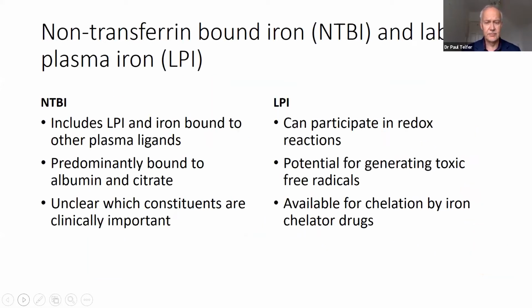Next slide, please. So in an ideal world and theoretically, what we should be measuring is this non-transferrin bound iron. And this has been an aim for many years to actually measure the redox active toxic form of iron. But I have to say that it's not something that is actually possible and validated at present, although it is used in the research setting. I'll come back to that a little bit. And it's important to understand this terminology.